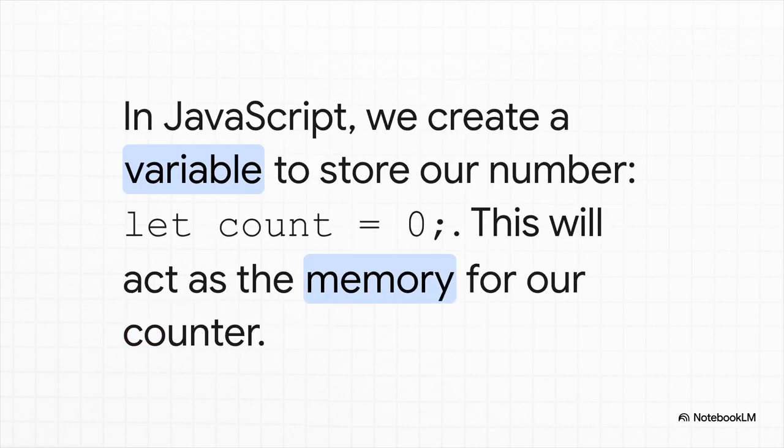Okay, next step, we hop into our JavaScript file. We make one of those labeled boxes we talked about, a variable. We'll call it count, and we'll put the number 0 inside it to start. This is the memory of our little app. It's what's going to keep track of our number.